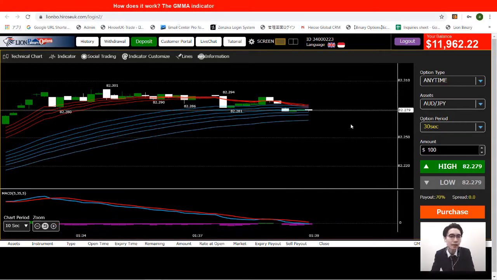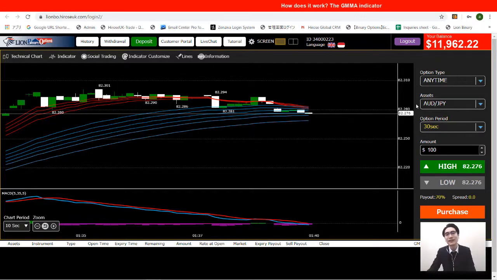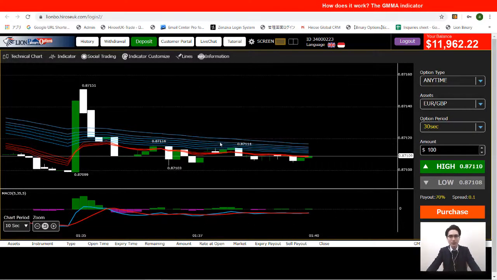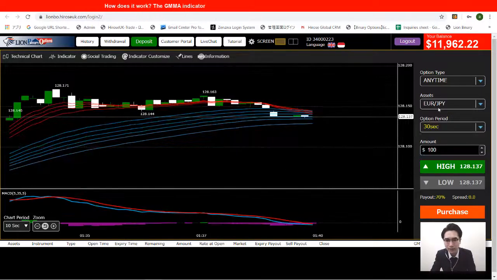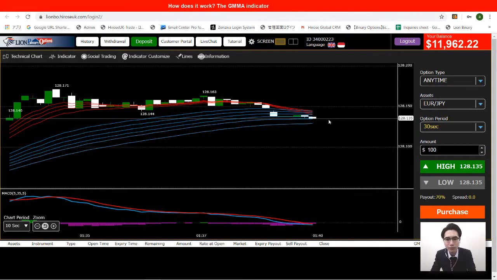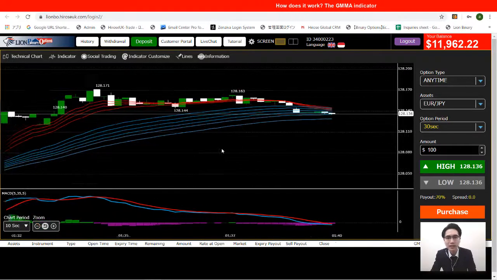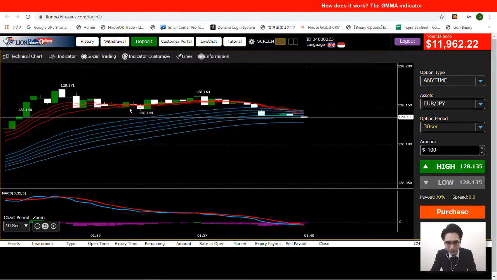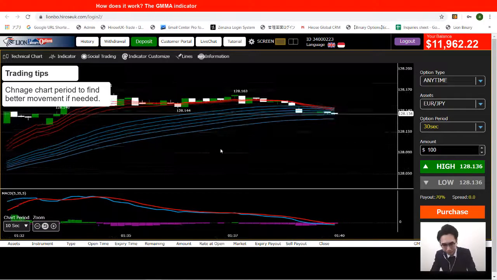So that is not going to be a good timing for me to use any trend following strategy, including this GMMA and MACD. So what I'm going to do now is still use the same strategy, but change the chart period to a 1 minute chart, and then maybe I can spot a more stable trend.